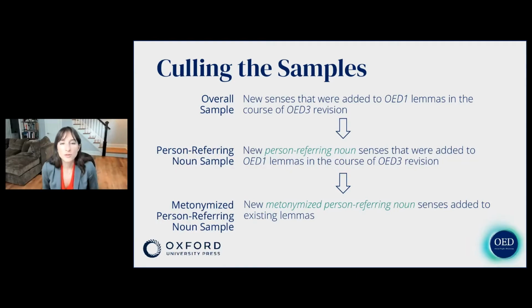In order to cull the sample to begin with, as I mentioned, I started with new senses that were added to the first edition of the OED, were initially published, but were added during the course of OED3 revision, so some decades later. That was then narrowed to a person-referring noun sample, and further narrowed to look only at those that were metonymized.